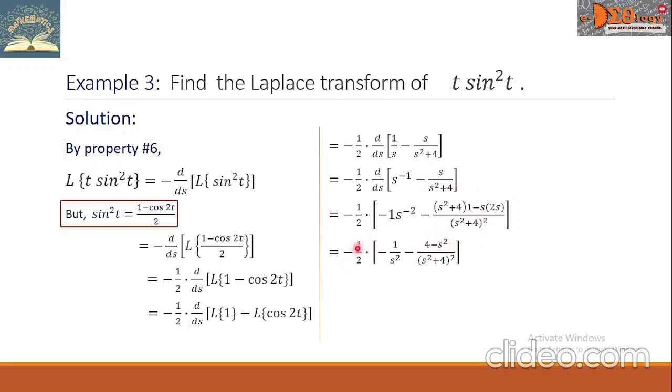Look here that we have negative 1/2 outside. We will multiply this negative 1/2 to each of the terms inside the grouping symbol. So we have now this 1 over 2s squared plus 4 minus s squared all over 2 times the square of the quantity s squared plus 4. This is now the final answer.